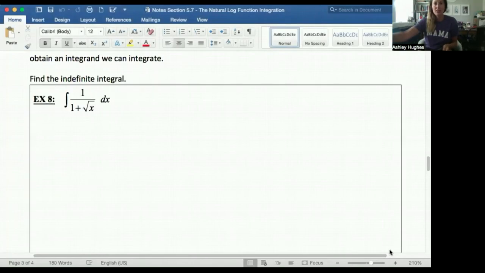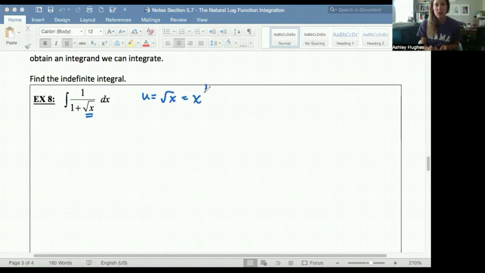Okay, let's get back to this one. Okay, this one is quite a tricky problem. But you guys can do it, you can stay with me. All right, so this one, after trial and error, picking several things as u, we found out that it works to make u the square root of x, which is x to the 1/2.